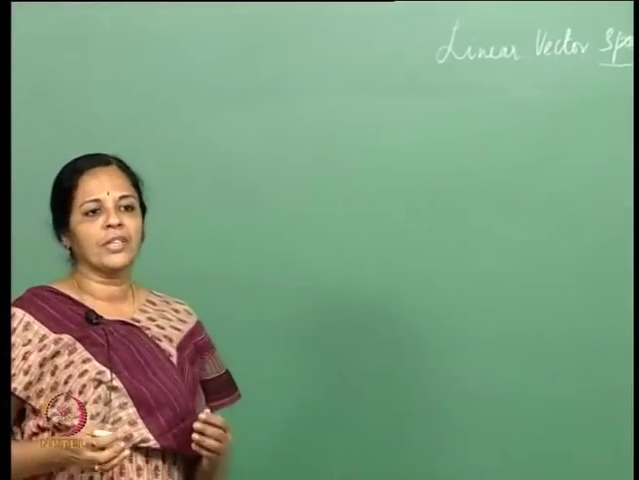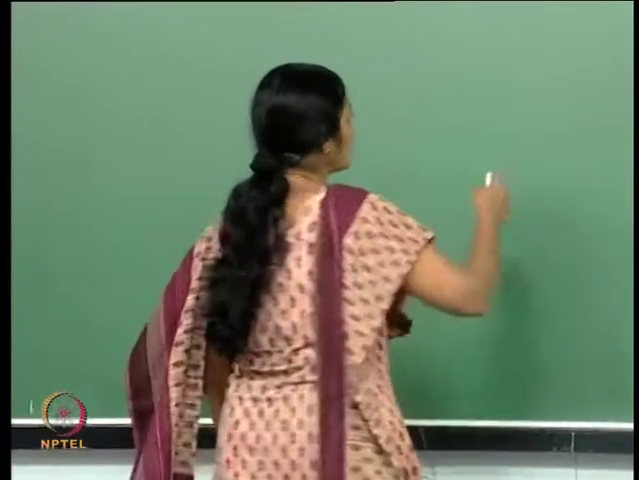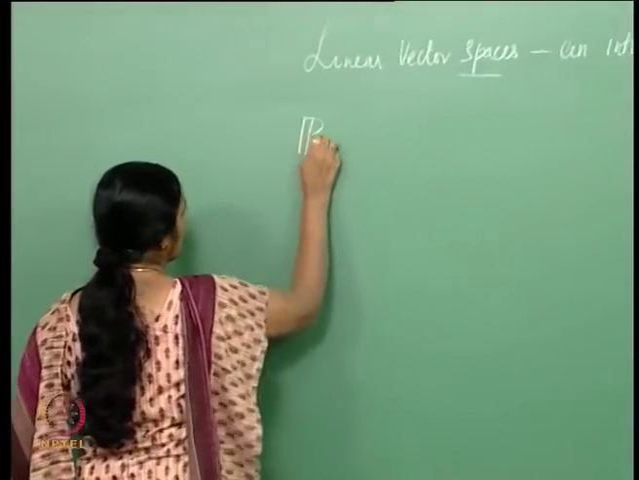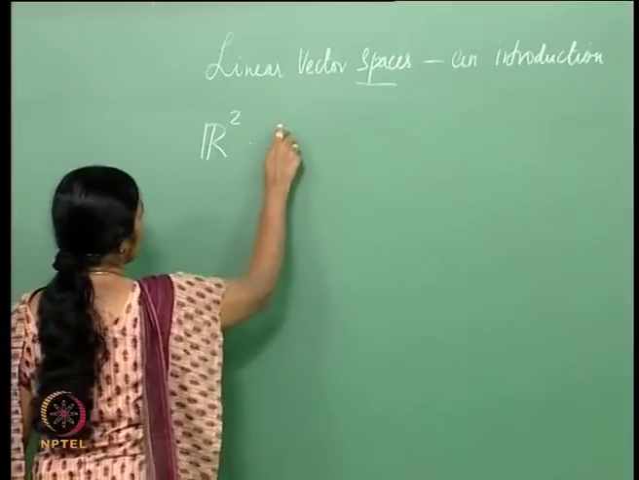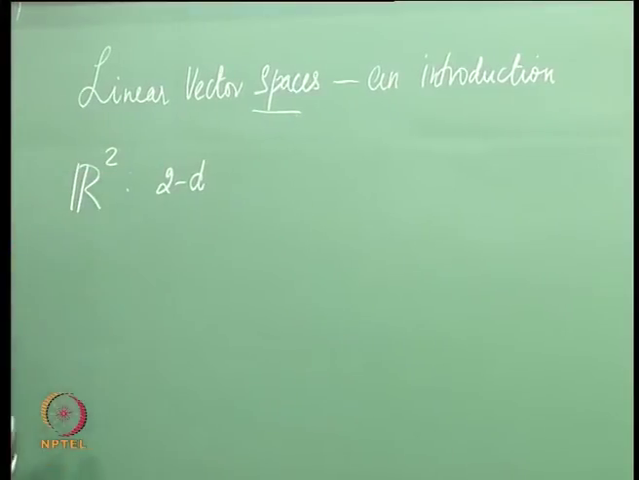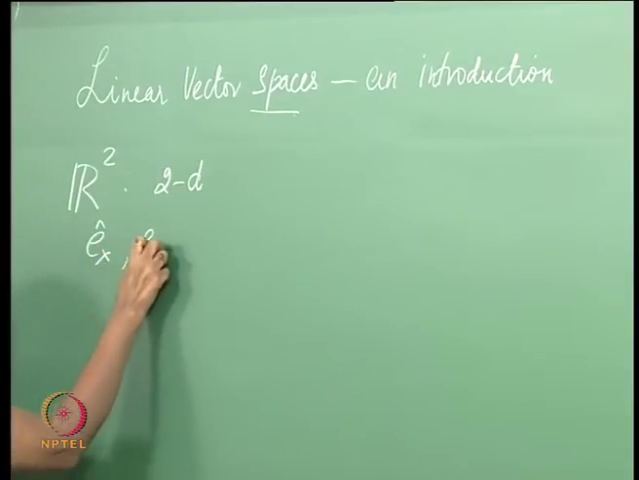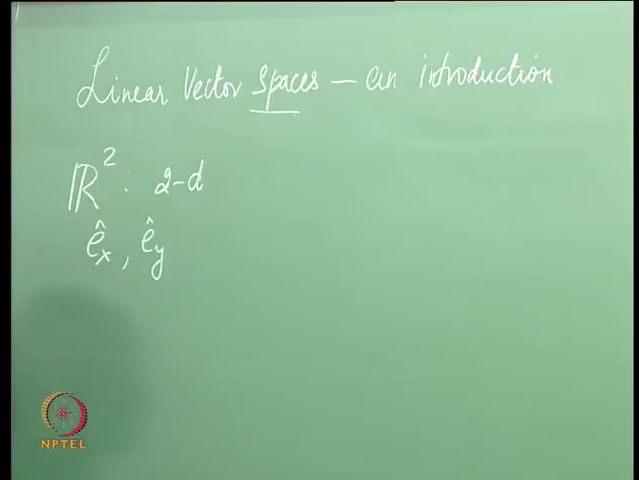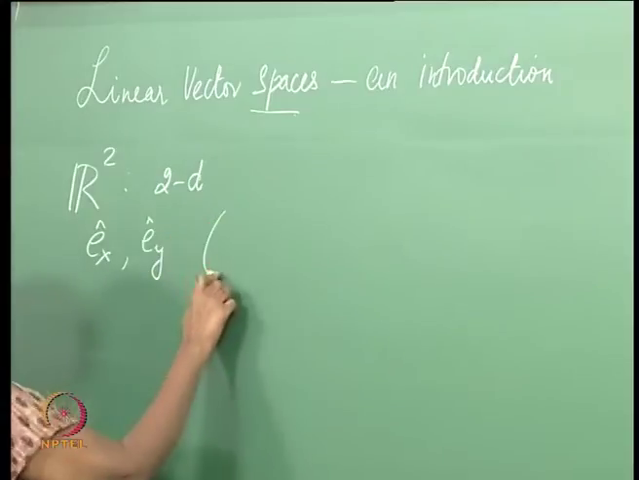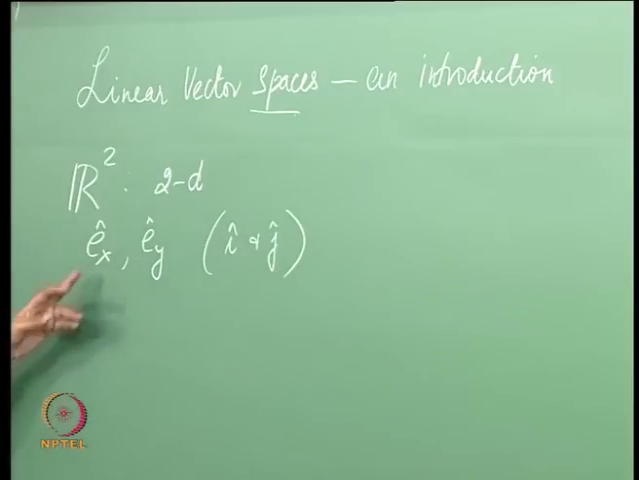Let's start with something we already know, which we are familiar with, and that is the two-dimensional linear vector space, which I will call R2, 2 for 2 dimensions. And you will have basis vectors Ex and Ey. You could also call them unit vectors i and j. This would be my notation.